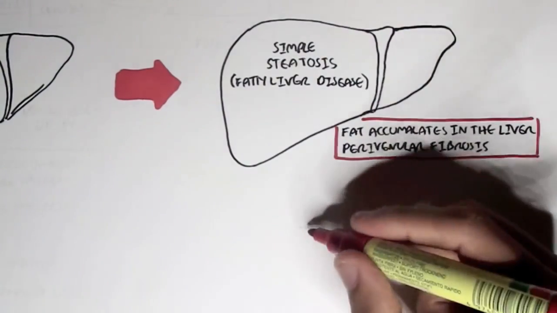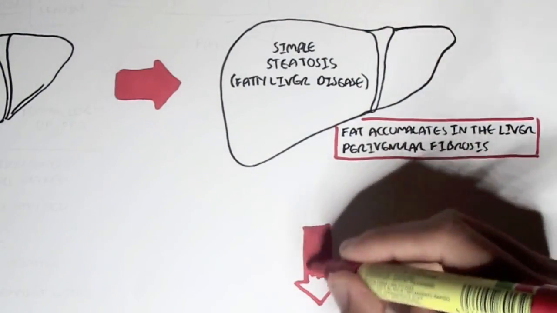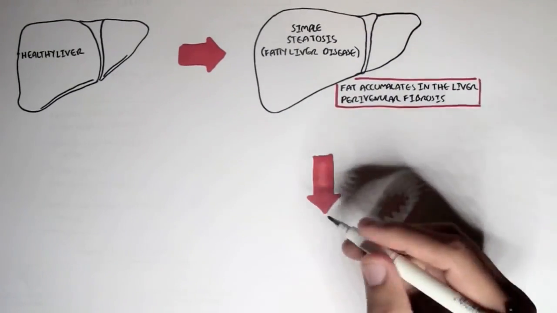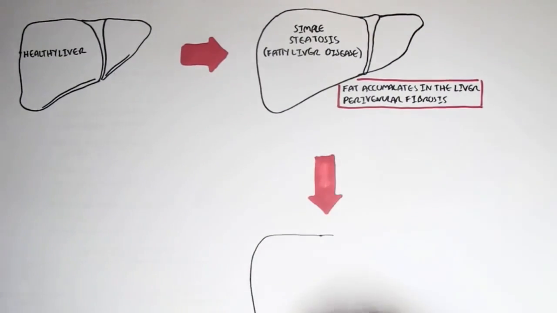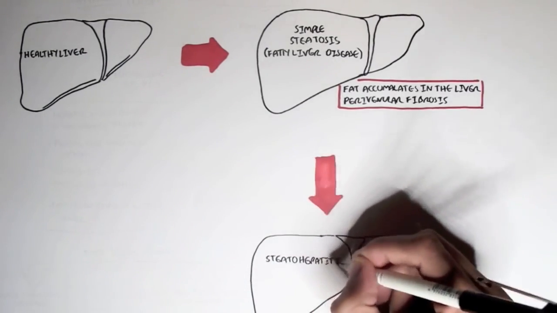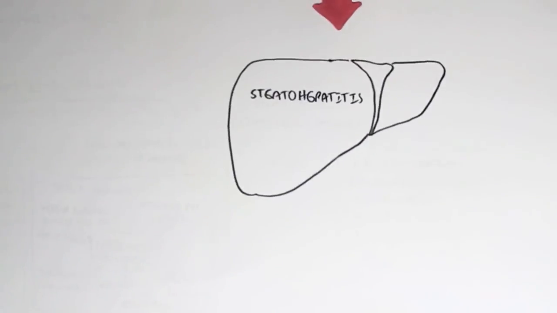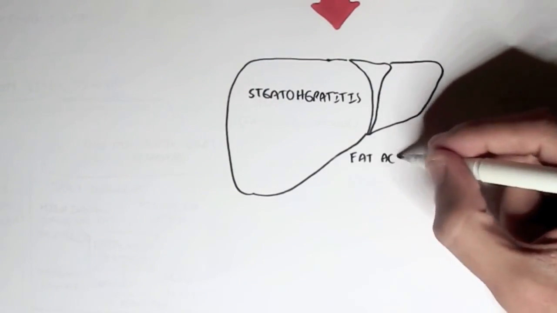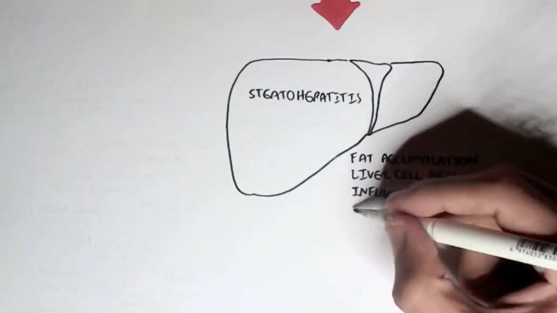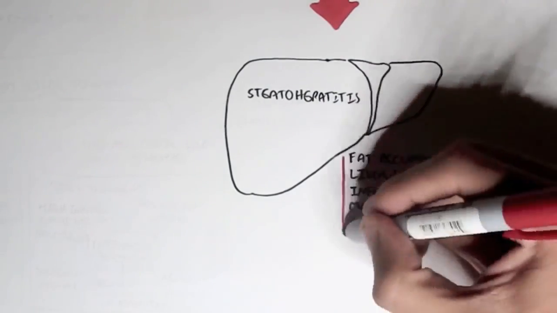And of course, if this continues on, if we keep taking in bad food, ethanol, drugs, this will lead to inflammation, essentially, a dangerous state known as steatohepatitis. And this is where we have fat accumulation, we start seeing liver cell necrosis, inflammation, mammillary body formations, and fibrosis. This is fatty liver disease.